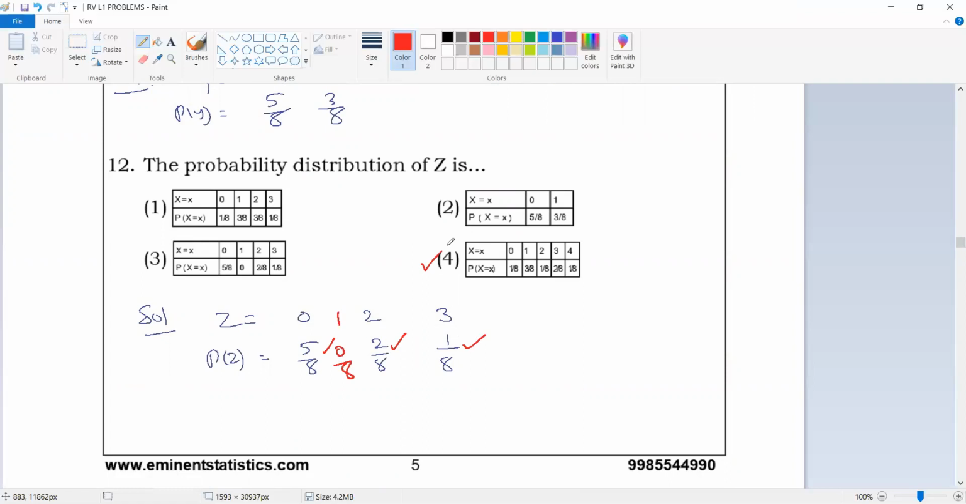0, 1, 2, 3. So not fourth option. Fourth option is the wrong one. So third option is correct one. Third option is correct one.